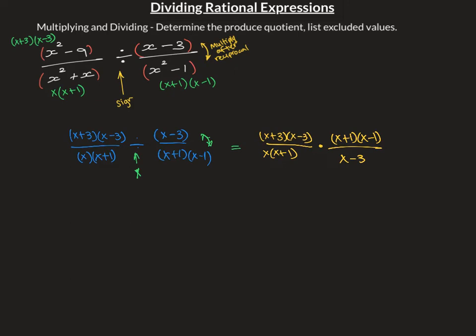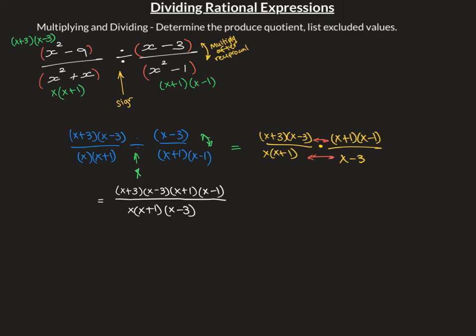Now remember, now that we've got the multiply out, multiply is just straight across. So our new equation is x plus 3 times x minus 3 times x plus 1 times x minus 1 divided by x times x plus 1 times x minus 3. Now that we've got to this final step that I wrote in white, we can now finish off our final step.